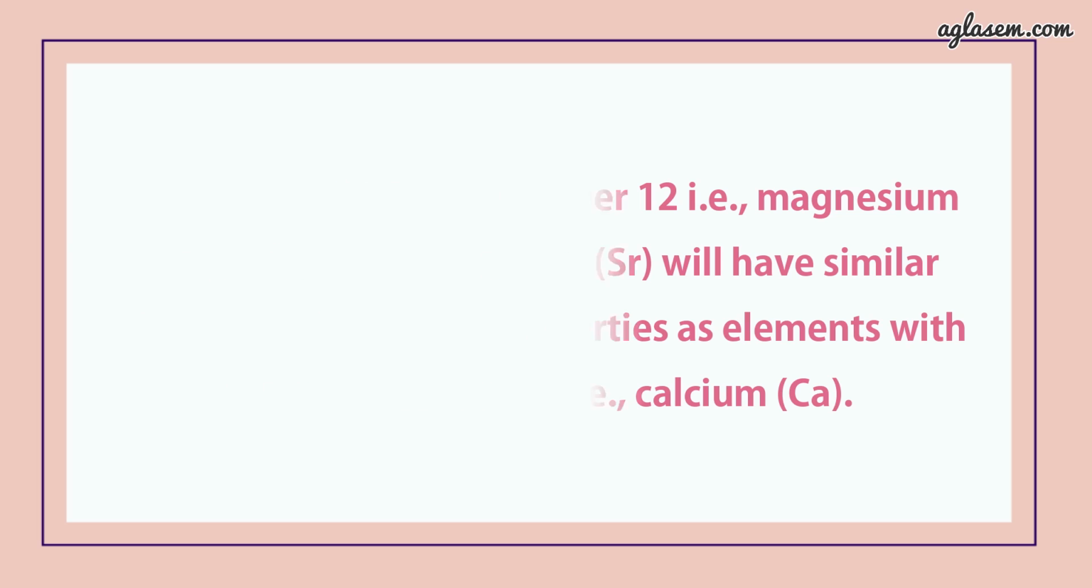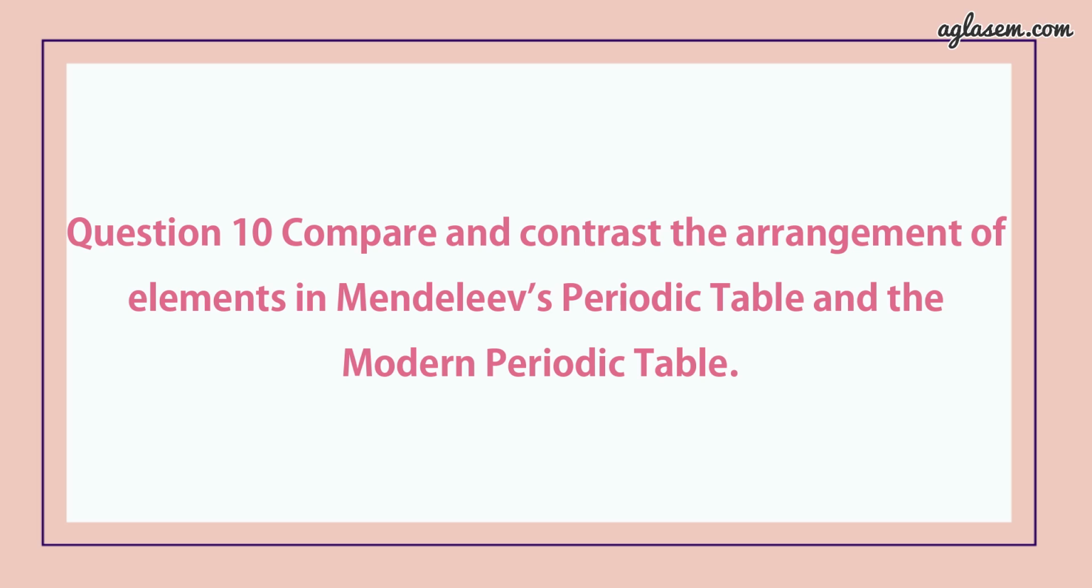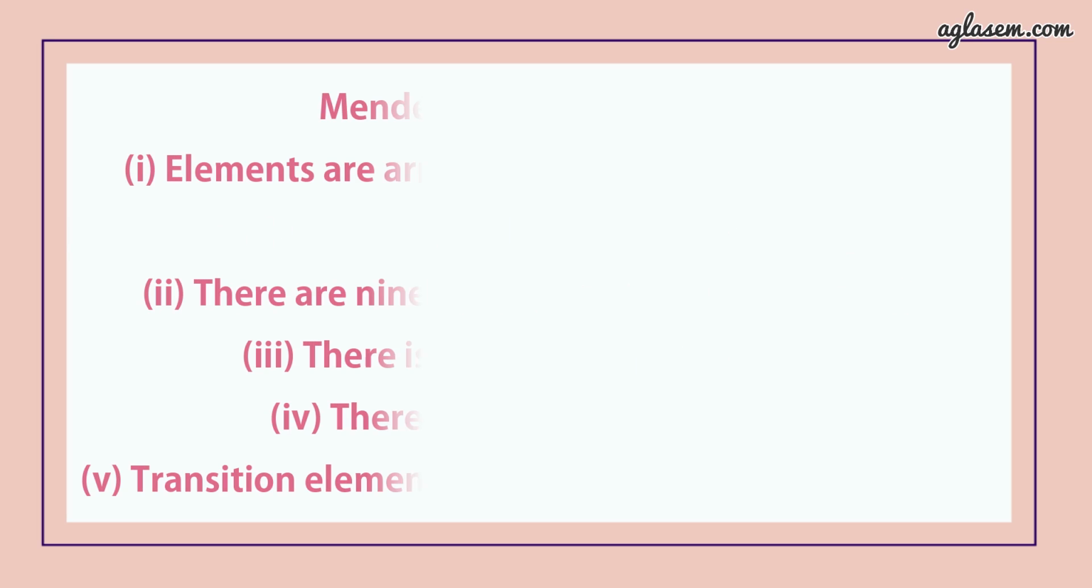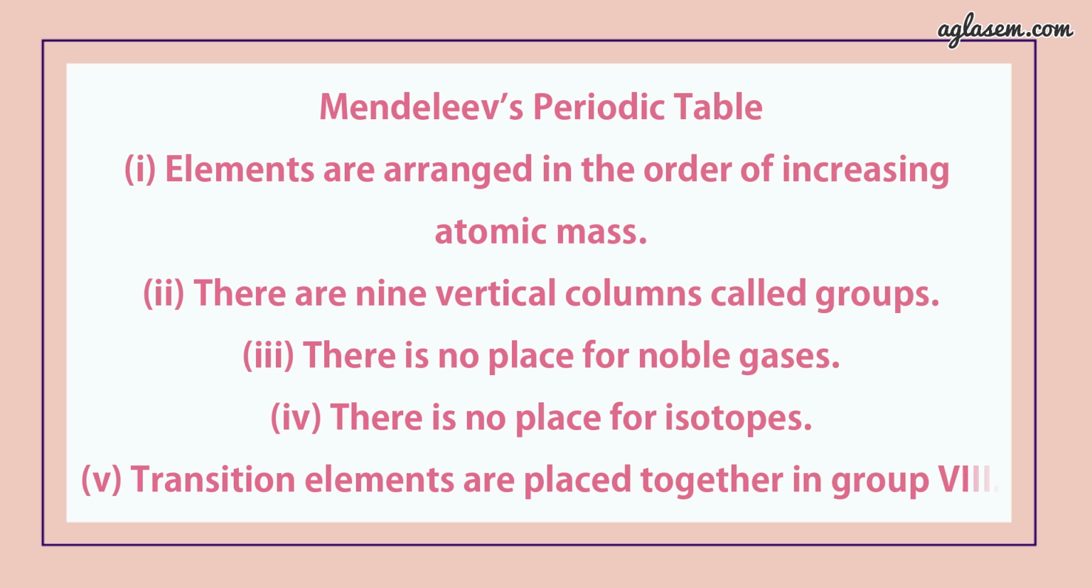Now question number 10 says, compare and contrast the arrangement of elements in Mendeleev's periodic table and the modern periodic table. So answer is, first let's talk about Mendeleev's periodic table. Elements are arranged in the order of increasing atomic mass. Second, there are 9 vertical columns called groups. Third, there is no place for noble gases. Fourth, there is no place for isotopes. Fifth, transition elements are placed together in group 8.